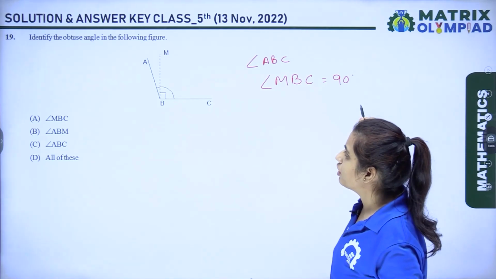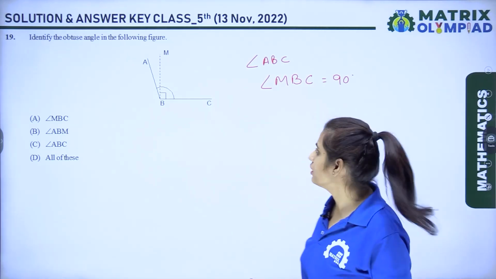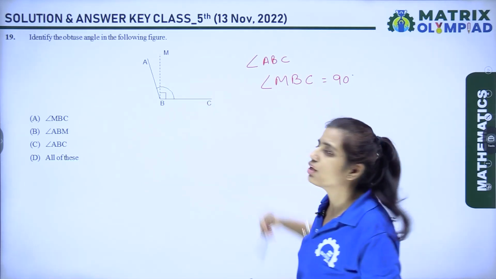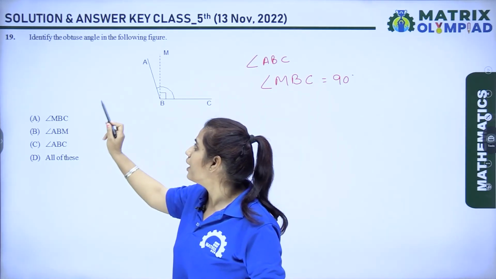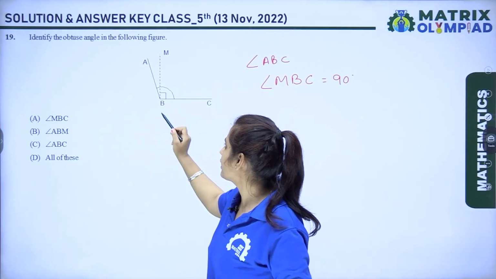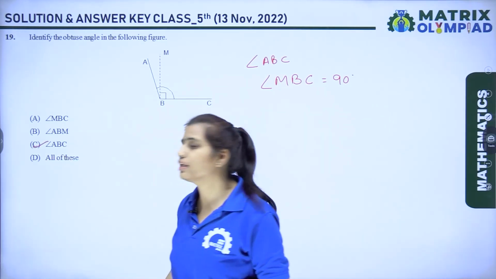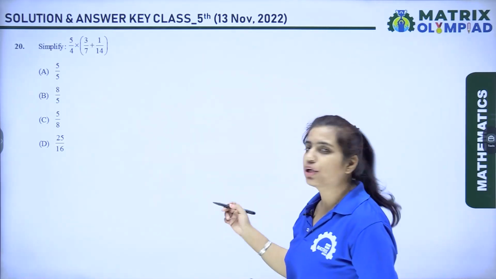So obtuse angle is more than 90 degree but less than 180 degree. So here angle ABC is an obtuse angle which is more than 90 degree but less than 180 degree. So the correct answer is angle ABC, that is option C. Now the next question is question number 20.